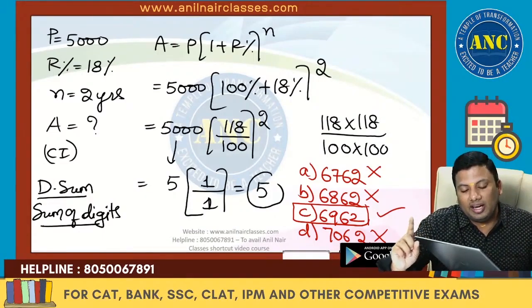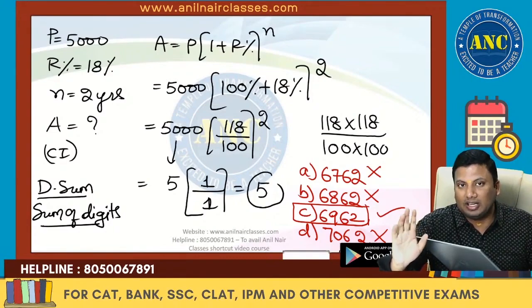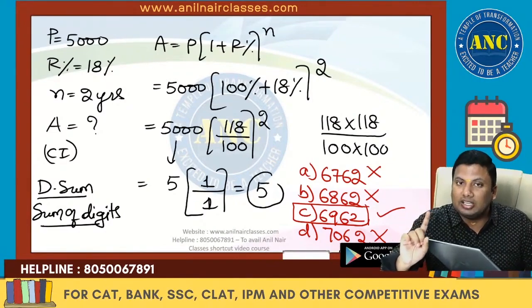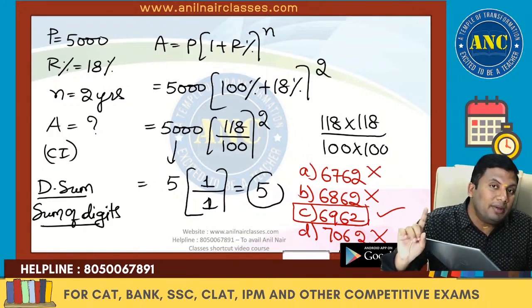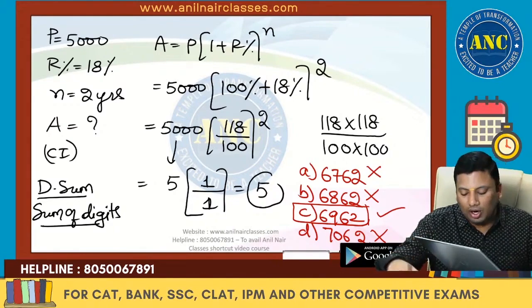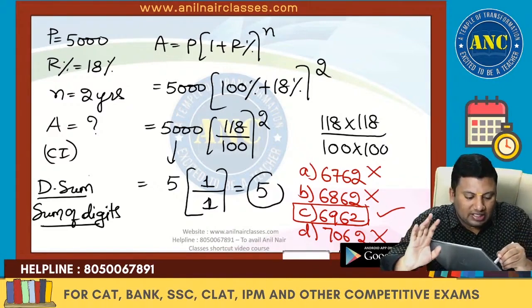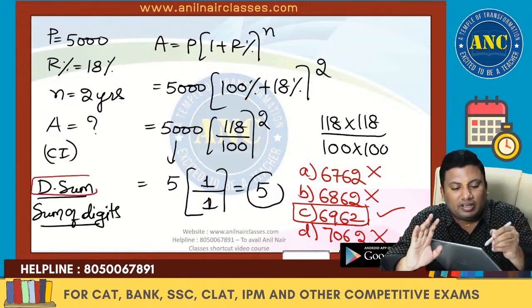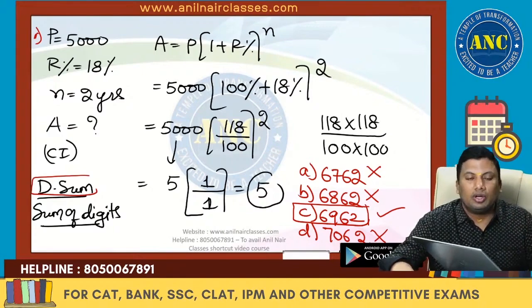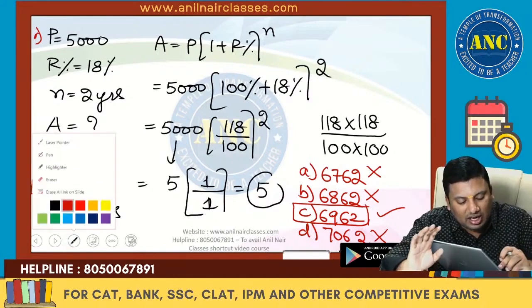If more than one answer option has got the same digital sum, go back and use the tree method. Disclaimer, remember, digital sum is used to eliminate incorrect answer options. Out of 4, 3 I eliminated. So obviously the remaining will be the answer. I hope it is clear. Digital sum application, first question. Second question. 2-3 questions I will solve so that you will get an idea about this concept.